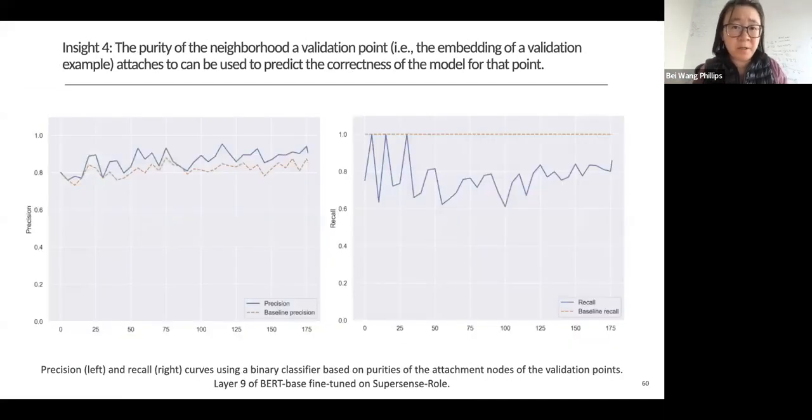And then the purity of the neighborhood of a validation point can also be used to predict the correctness of the model for that point. So this is how you relate the mapper graph of training data with the validation point. In some sense, when you are looking at the local neighborhood of a validation point, it's a good indication of whether the model is going to predict it correctly or incorrectly, based on the nearest neighbor in the mapper graph.